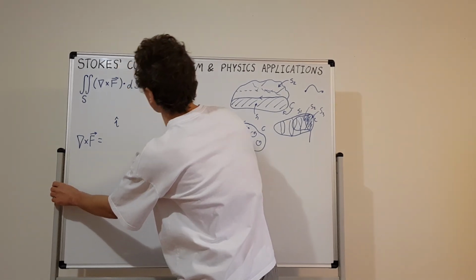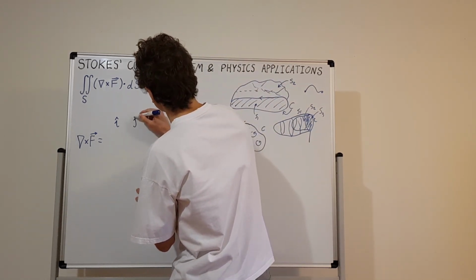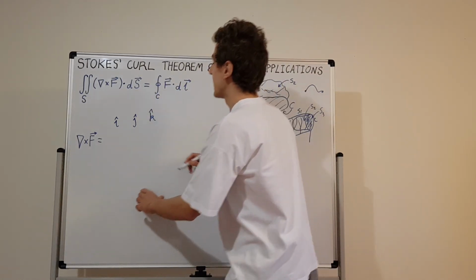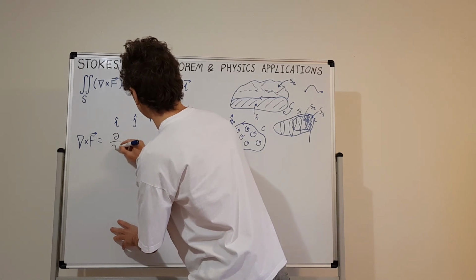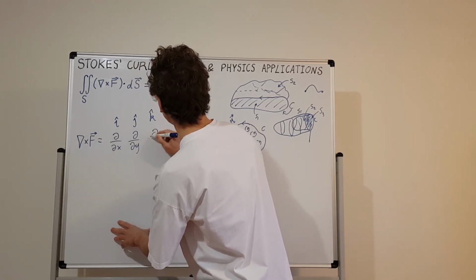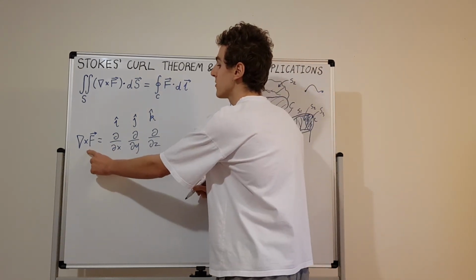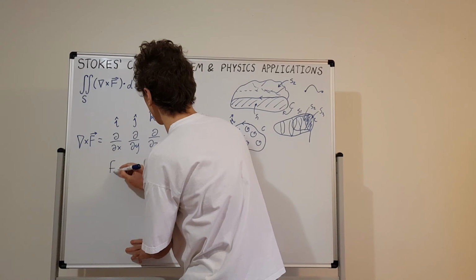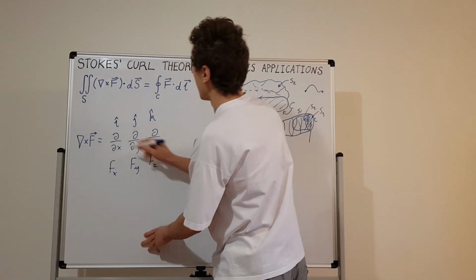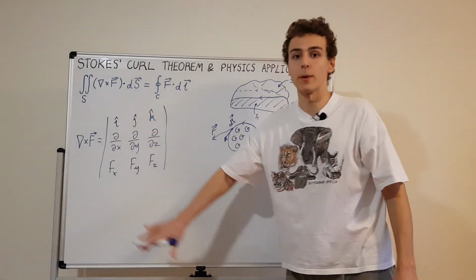We're going to need the 3 basis vectors for 3D space, which are i hat, j hat, and k hat. Then we're going to take the partial derivatives, d/dx, d/dy, and d/dz. So these are the partial derivatives. And then we're going to take each of the components of f: fx, fy, and fz. And we want to take the determinant of this 3x3 matrix.